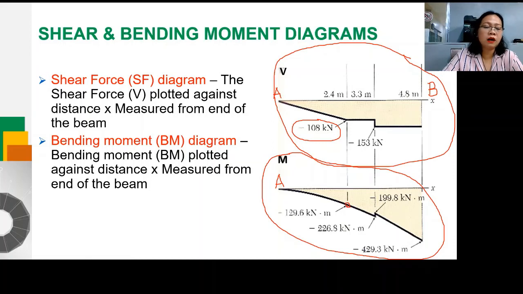So this is one of the importance of having correct shear and bending moment diagrams, because you don't have to solve each section. You only have to look at the diagram, and you will be able to give the correct shear force and bending moment at any point in the beam. Okay?